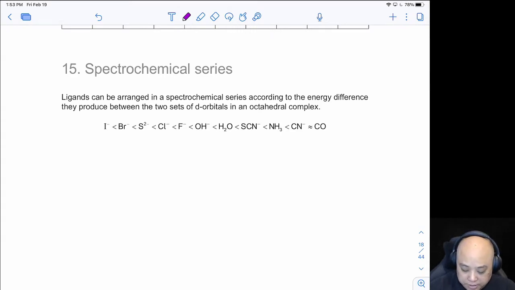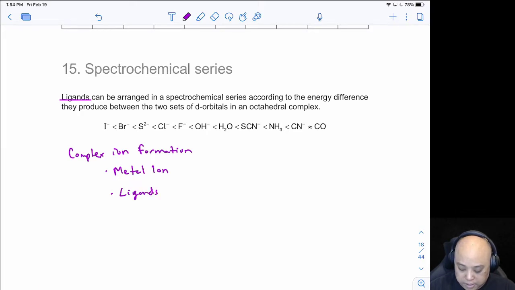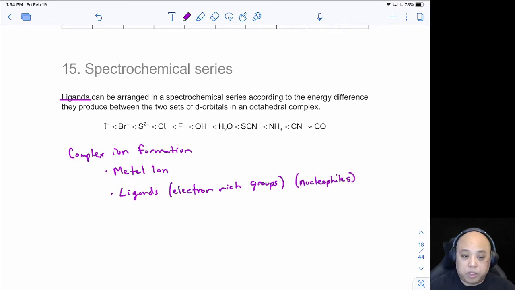The spectrochemical series is with ligands. Okay, so in complex ion formation, and this is higher level, you have a metal ion and then your ligands, which are electron-rich groups, which you can also know as nucleophiles, or you can also known as Lewis bases. Okay, if you talk about it in terms of topic 8, or topic 10, or topic 13, I guess 18, 20, and 13, they kind of take on different lives of their own.